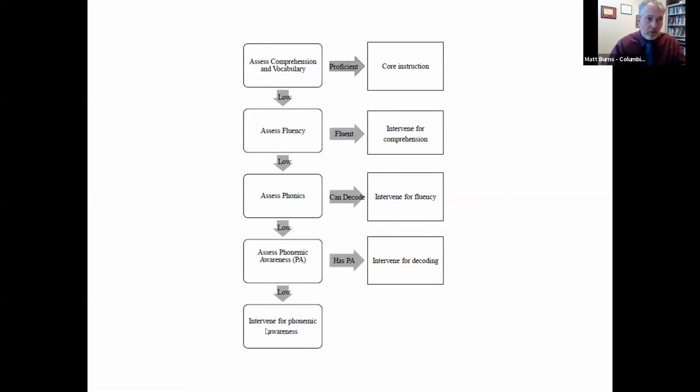Okay. Now, if the kid's a second grader, don't start with comprehension, start with decoding. If the kid's a kindergartner, start with phonemic awareness, basically. But if the kid's in fifth, sixth, seventh, eighth grade, comprehension is a good place to start.